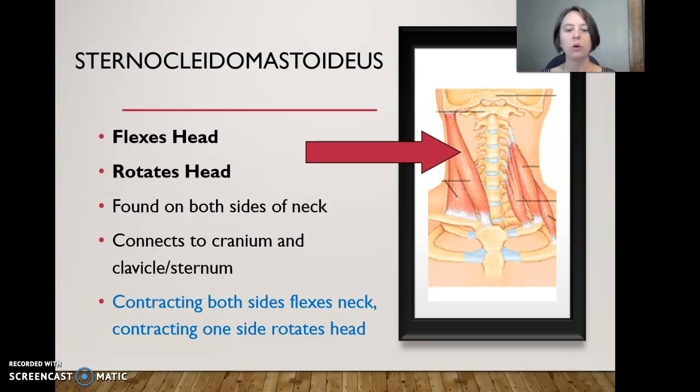If you contract both sides, it flexes your neck. But if you contract your right side, it brings your head towards that side, right, and mine are probably opposite for you. And then if you contract the left side, it brings it over to the left. So when you contract it, it brings it over to the side you're contracting on.